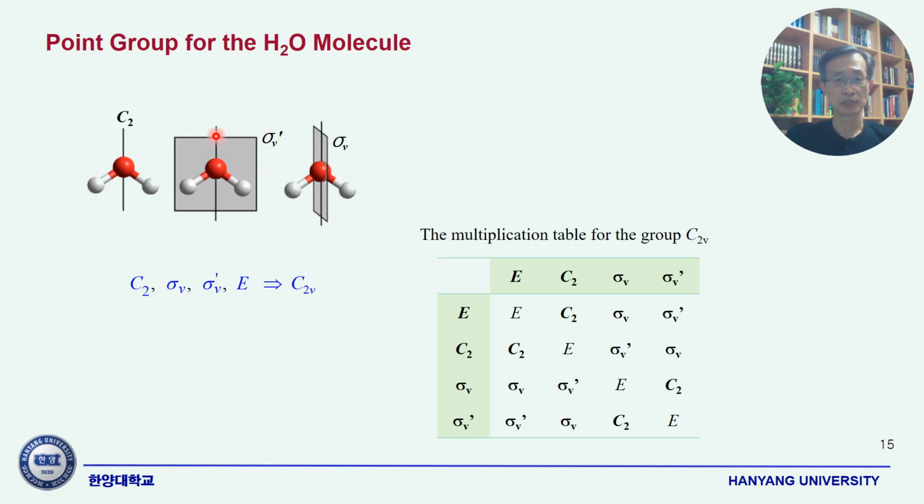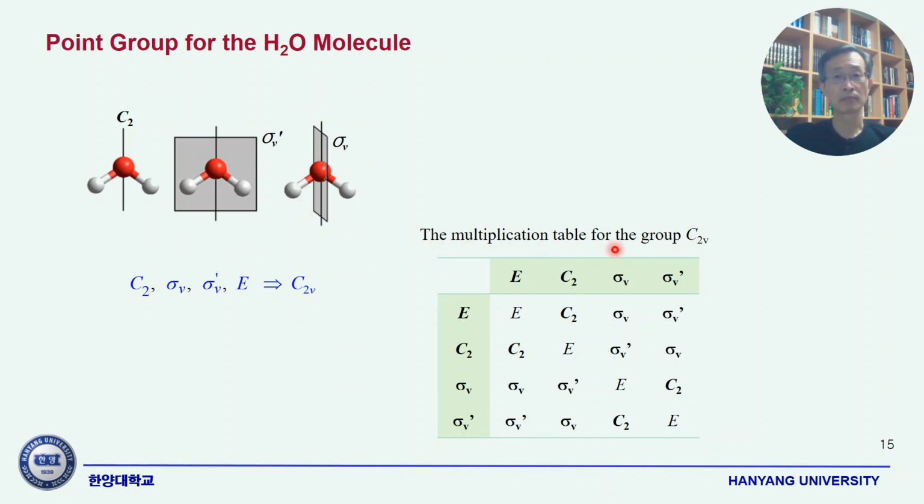The sigma V plane includes all atoms, and sigma V prime is just the plane bisecting the HOH angle. Maybe you can define it the other way, but this is the way you define it in this case. And then this makes a group, and that group symbol is C2V. So C2V is the group for the water molecule, all the water molecule's symmetry elements.